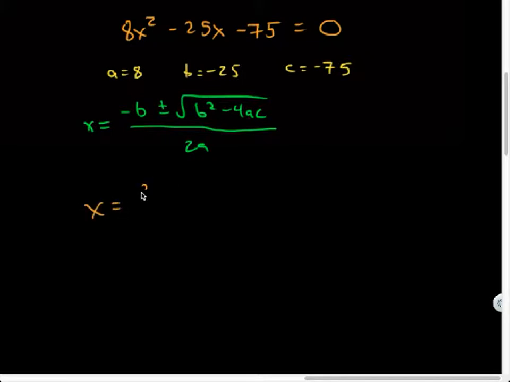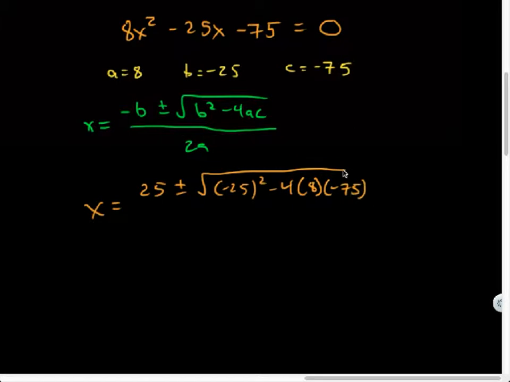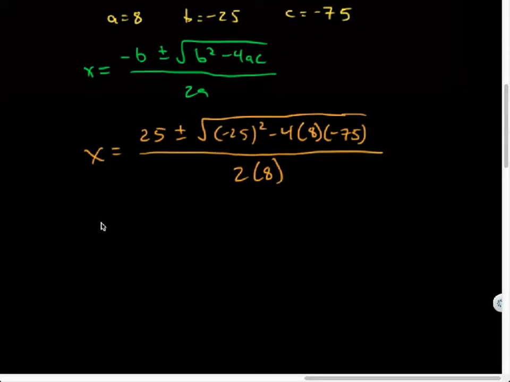So x equals positive 25 plus or minus the square root of negative 25 all squared, or positive 25 squared if you wanted to simplify that right away, minus 4 times 8 times negative 75, all over 2 times 8. And maybe you've programmed this in a graphing calculator of yours at some point, and you can just plug a, b, and c in. That's quite nice being able to do that at this stage in the game. I mean, considering the quadratic formula, that's like Math 1 or Math 3 stuff. We know what's up.